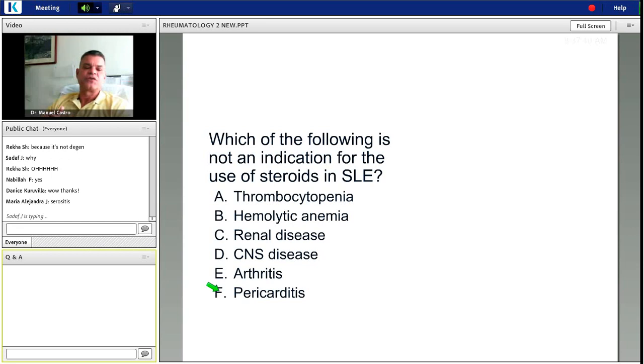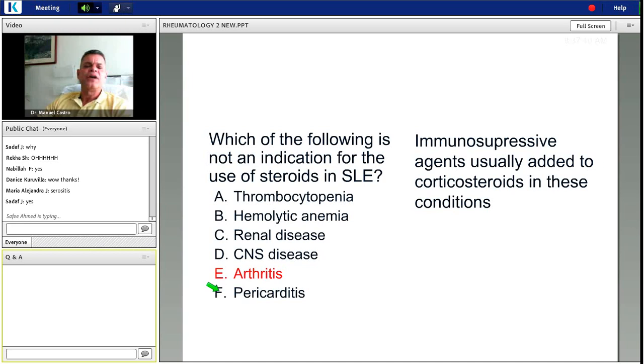So one of the biggest things that you need to know is the use of steroid in SLE. Okay, so let's see here. Immunosuppressive agents can be added to corticosteroids in those conditions where steroids are necessary if the steroids by themselves do not work. So remember, the immunological abnormality, the hematological abnormality, and the serositis, pleuritis, and pericarditis are indications for steroids.